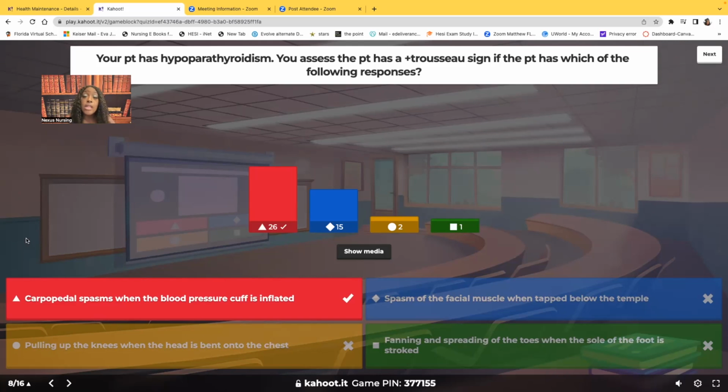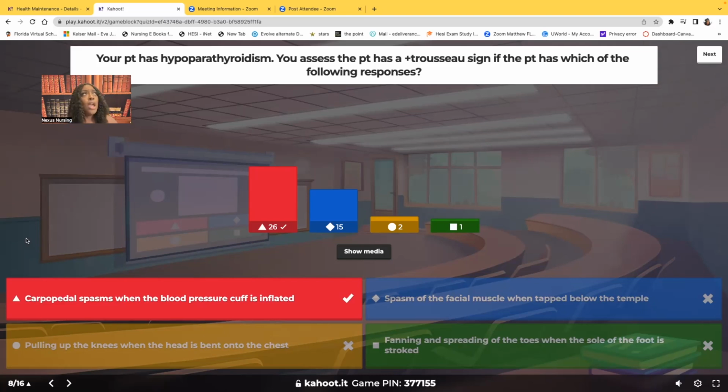And another one is a Chvostek. Chvostek starts with a C, and so does your cheek. That's when you tap below the temple and you see their face kind of go like that. That muscle irritability, that twitching that you're seeing, that is a type of tetany that we see in hypocalcemia.